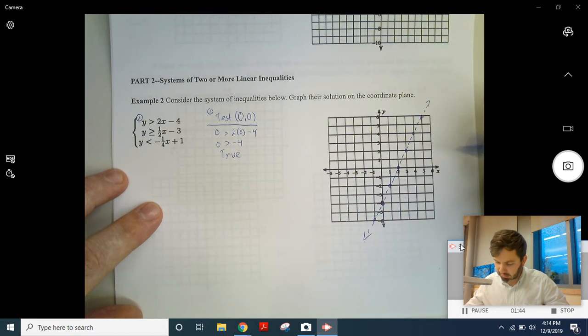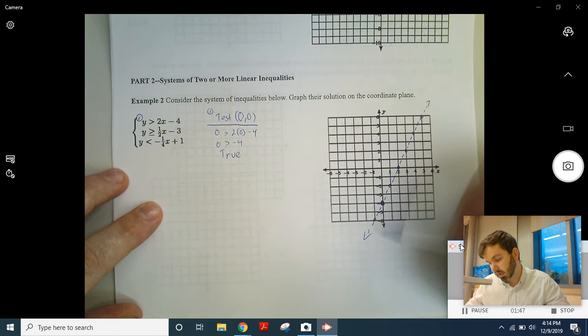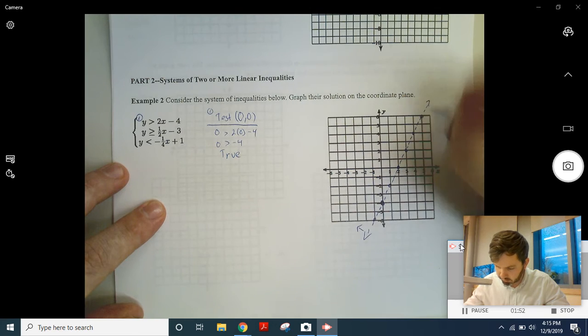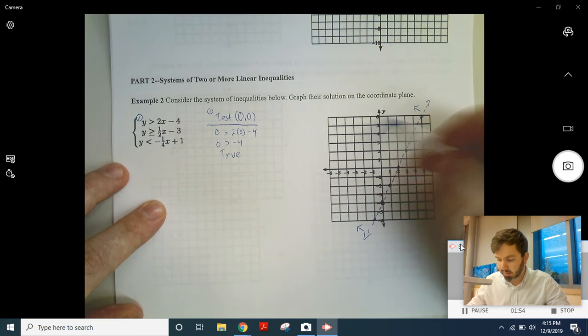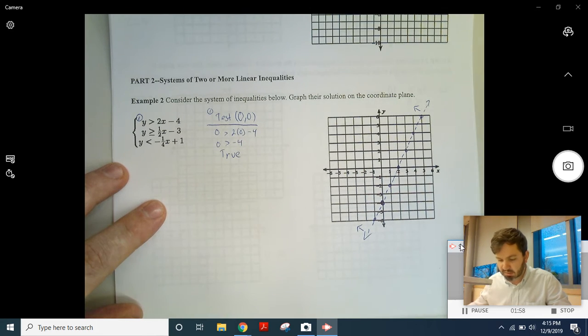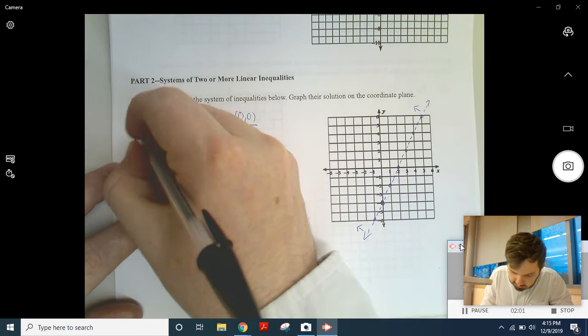What does that tell us? Well, it tells us that the side with 0, 0 is what we would shade for this dashed blue line. But we're not going to shade it. We're going to just put indicator arrows. So I'm putting these arrows to say I would shade over here, but I'm not ready to make my final answer. We're going to do the same thing, but this time we're going to look at our second equation.